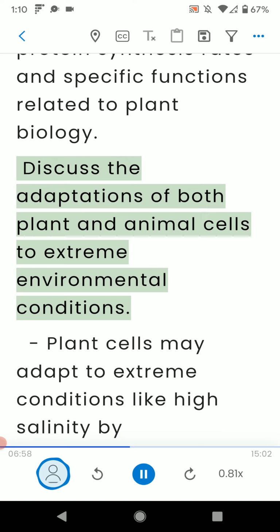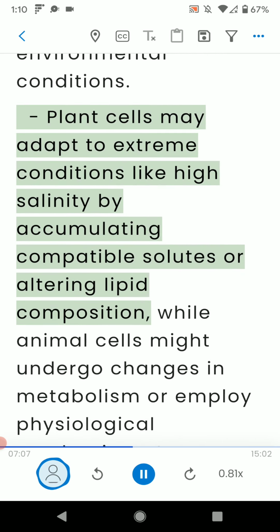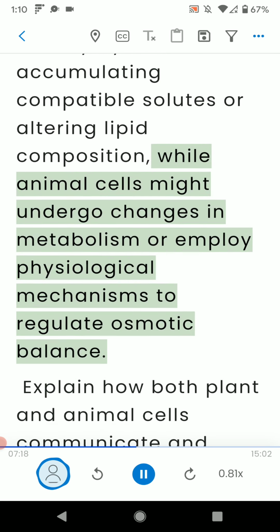Discuss the adaptations of both plant and animal cells to extreme environmental conditions. Plant cells may adapt to extreme conditions like high salinity by accumulating compatible solutes or altering lipid composition, while animal cells might undergo changes in metabolism or employ physiological mechanisms to regulate osmotic balance.